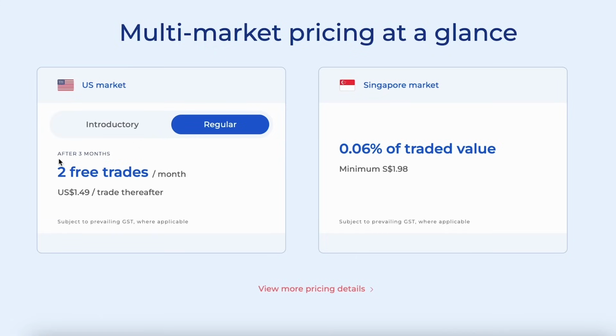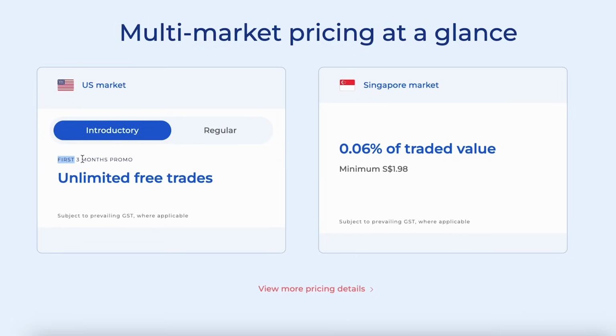But I prefer to dollar cost average into US ETFs because they have 2 free trades every month for existing users. And then for new users, your first 3 months means it's unlimited free trades. Then for Singapore stocks, it's a minimum $1.98 commission. So I don't prefer that because the costs do add up if you are doing a small size order.